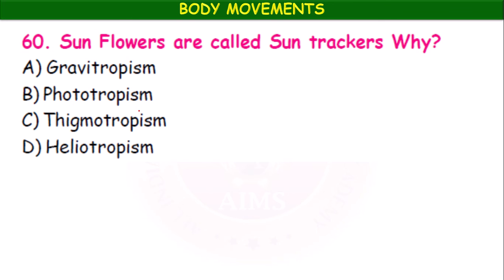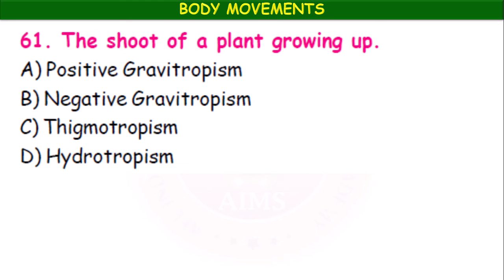The sunflowers are called sun trackers. Why? Gravitropism, phototropism, thigmotropism, heliotropism. Phototropism. The shoot of a plant growing up: positive gravitropism, negative gravitropism, thigmotropism, hydrotropism. It is a negative gravitropism.